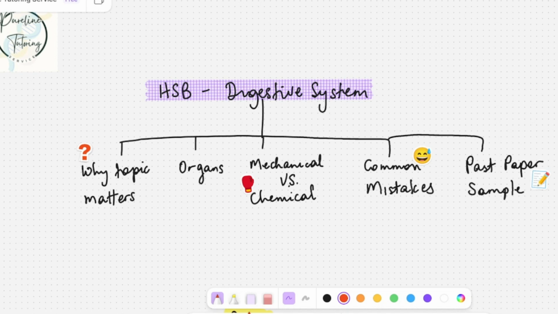So for this first session, we want to start with human and social biology, and we'll be looking at the digestive system. Under this, today we're going to talk about why the topic matters, not in much detail, of course, because we're trying to keep the videos concise. We're going to talk about the organs associated with the digestive system, and the difference between the two types of digestion, which are mechanical and chemical digestion. Then we're going to talk about some common mistakes made when students are reviewing the topic, as well as finally finishing off with a past paper question.